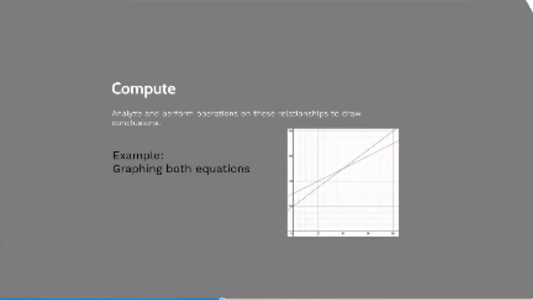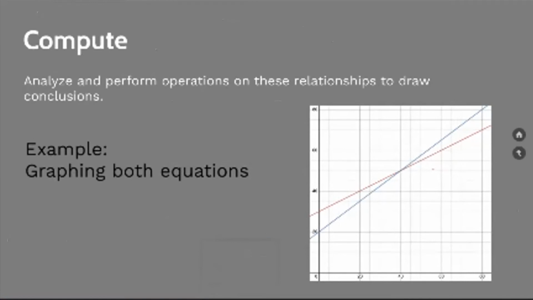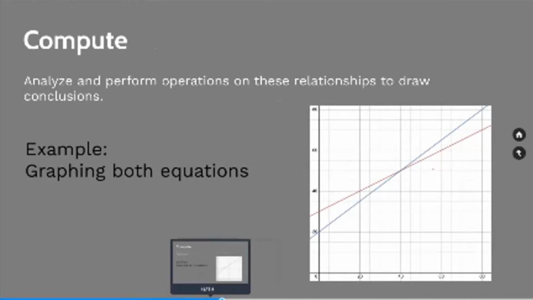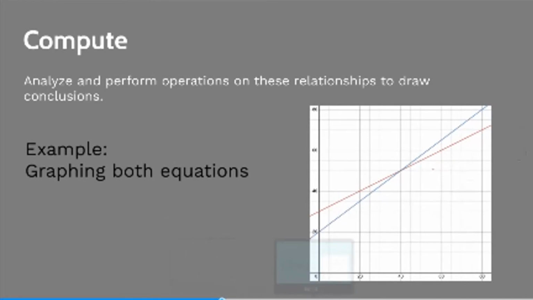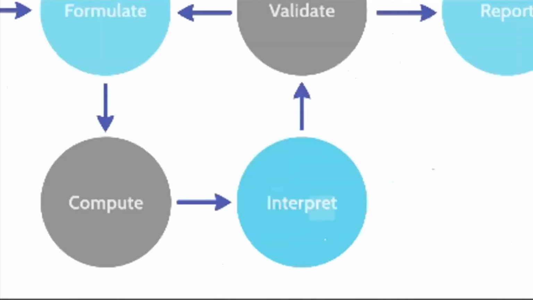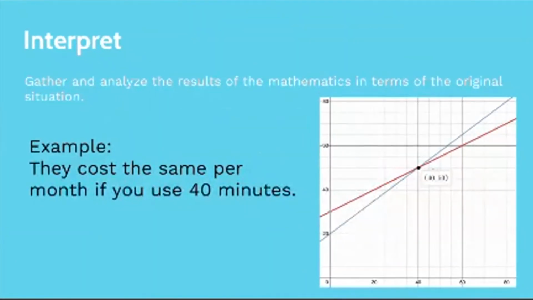Then when we get to the compute phase, we actually just put both of these into Desmos. We'll find that most of the time we will use some kind of computer program to compute things, but we could also compute these by hand. We could have created a table of values to compute. And now we're going to interpret what we computed.